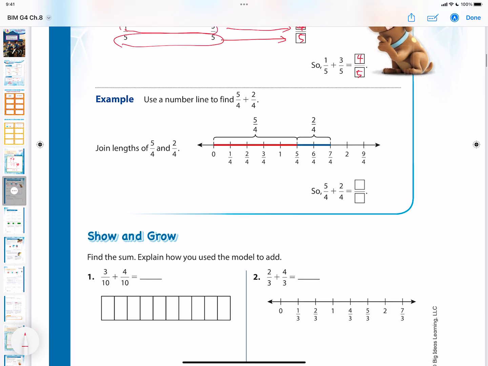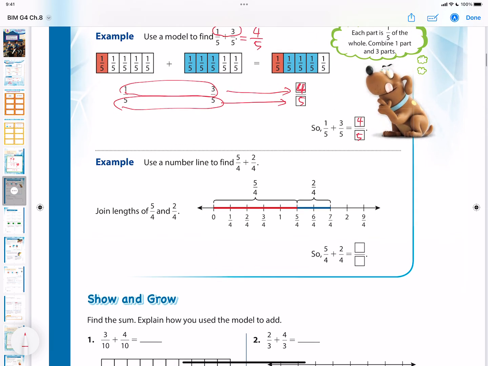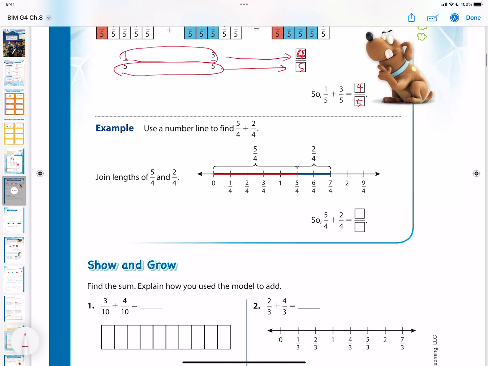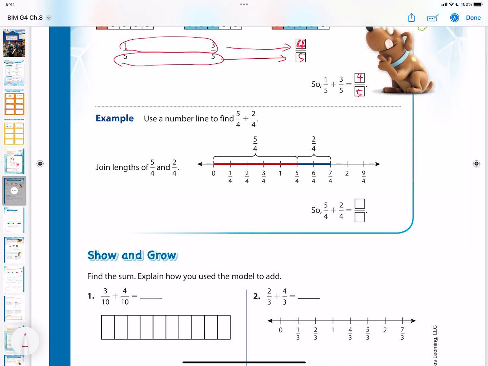And another example, use a number line to find 5 over 4 plus 2 over 4. Join the lengths of 5 over 4 and 2 over 4. Okay, that's going to be what? 5 plus 2, 7 over how many total pieces? Yes, 4, in each pie.